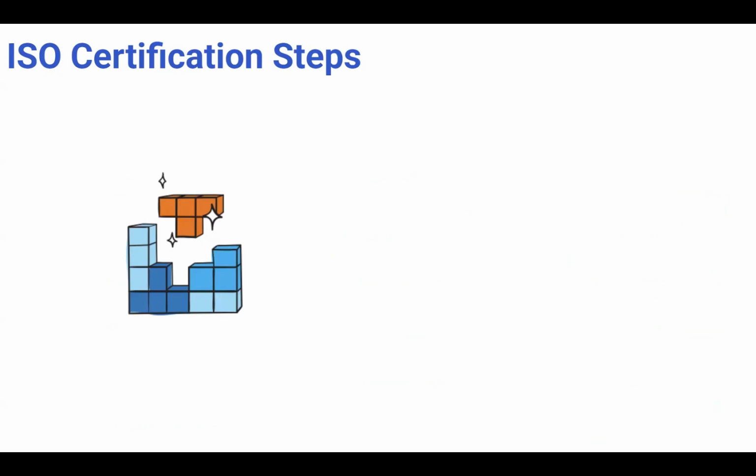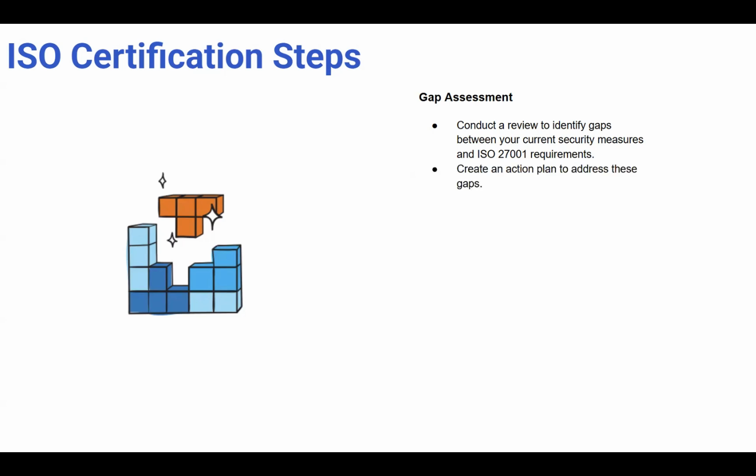Now, your organization wants to get an ISO certification. Just a quick summary of the different ISO certification steps. Definitely, you want to do a gap assessment. This is assuming that you have implemented an ISMS in your organization already, and you say, oh, maybe in the next 3 months, we want to get ISO 27001 certified. Now, you do a gap assessment, which is conducting a review to identify gaps between your current state and what is stated in the ISO 27001 requirements.